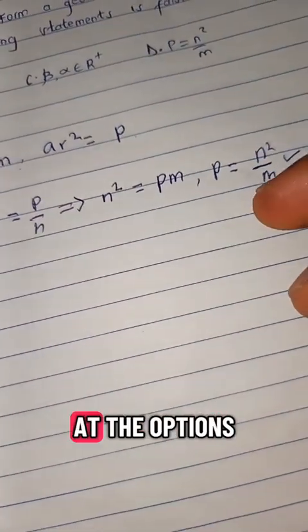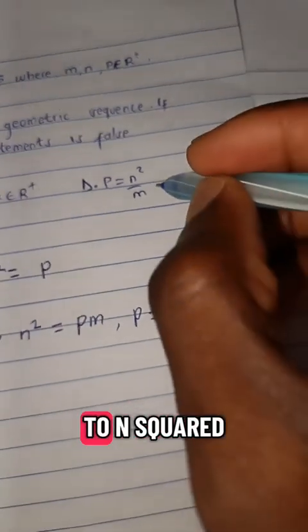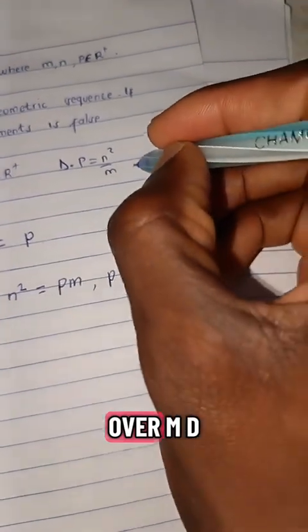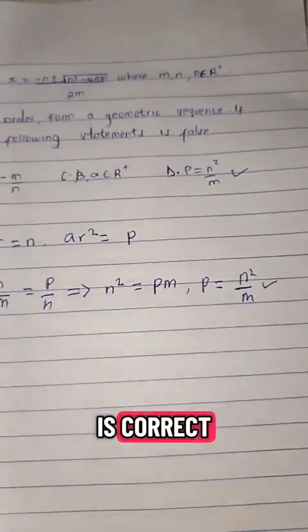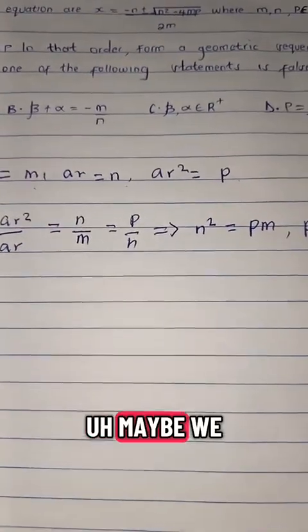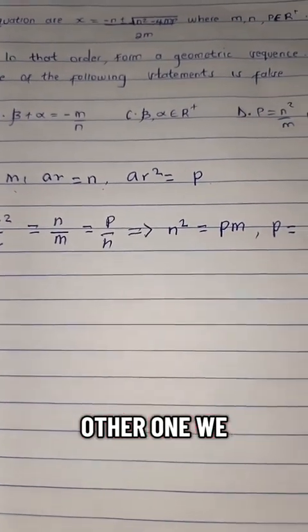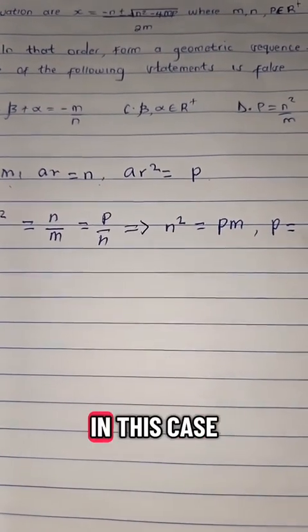So let's look at the options. We have p is equal to n squared over m. D is correct. Now let's look at, maybe we can prove again and see which other one we can assume to be wrong in this case.